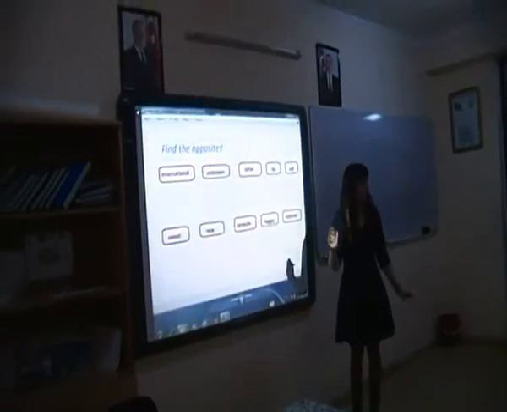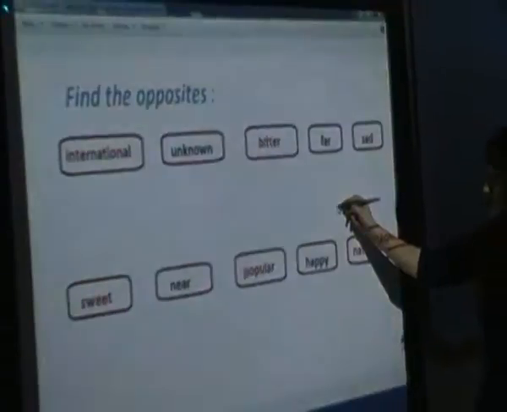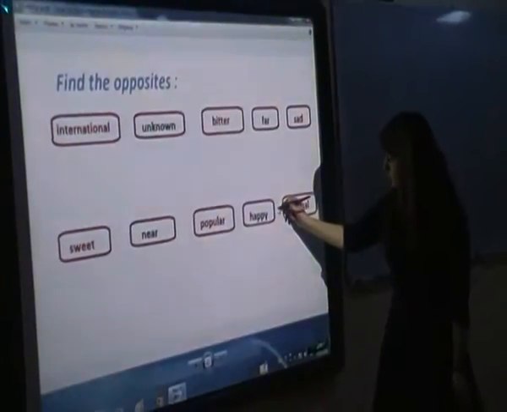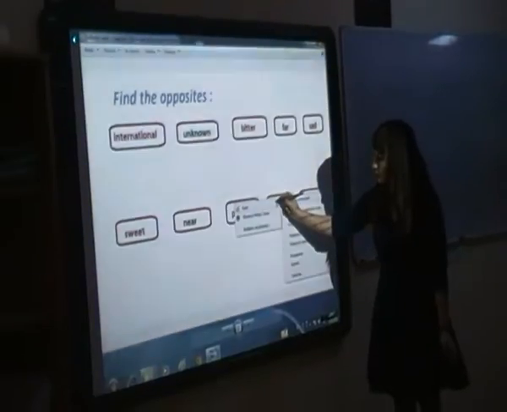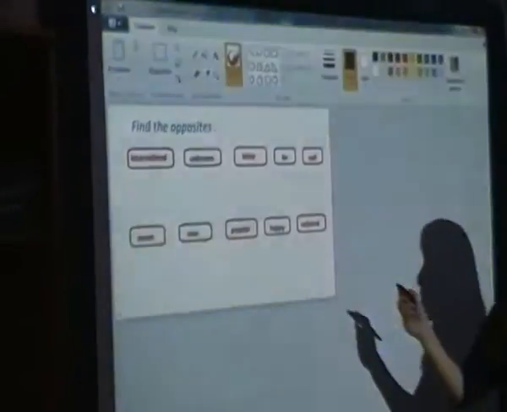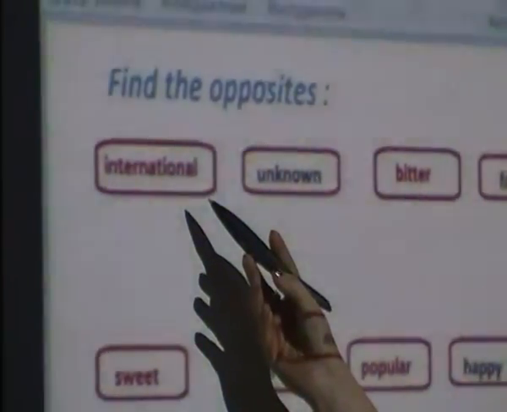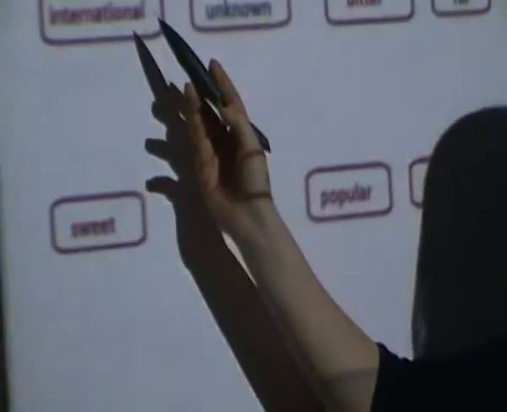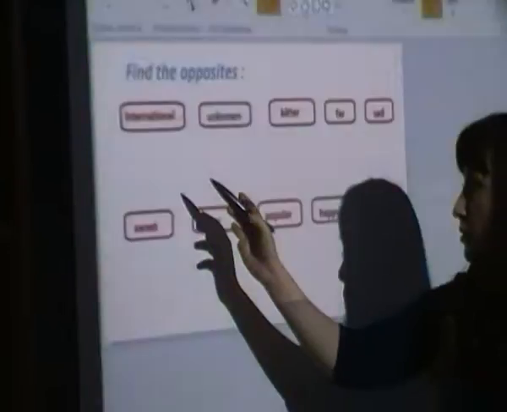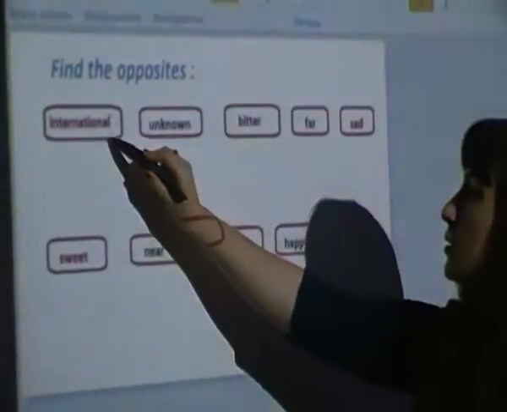Now, people, let's do together collectively. We will find out opposites. Please think. Now, what does this word mean? What does it mean, Kamran? International and national. Yes, and the opposite is what? National, yes. Where is national? Yes, here. Then the word unknown. You? More popular. Yes, unknown, popular.